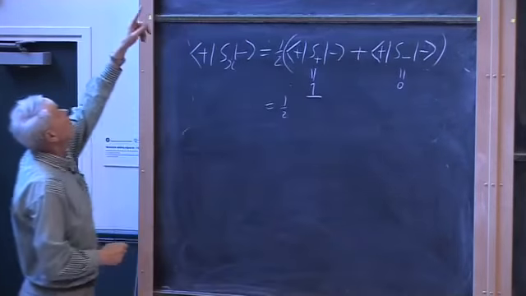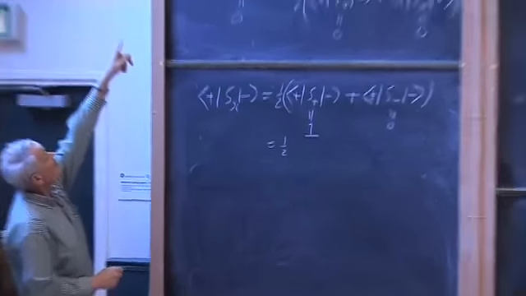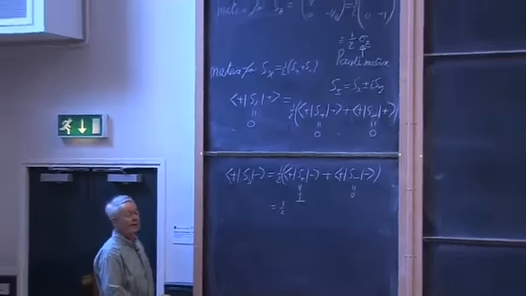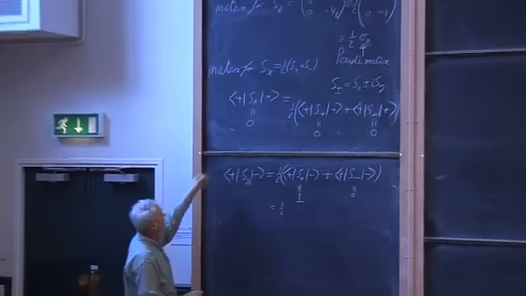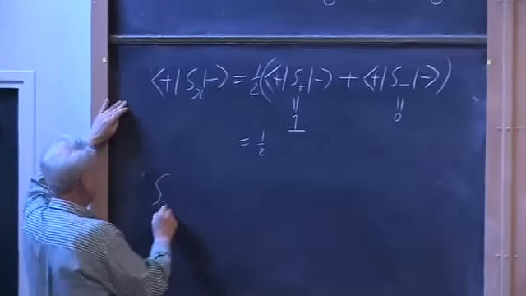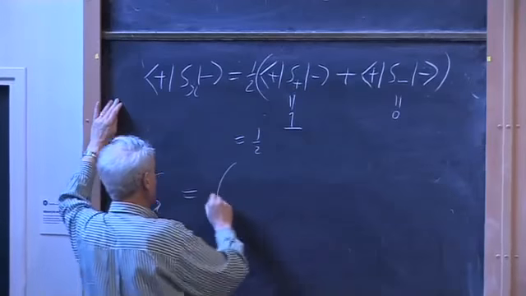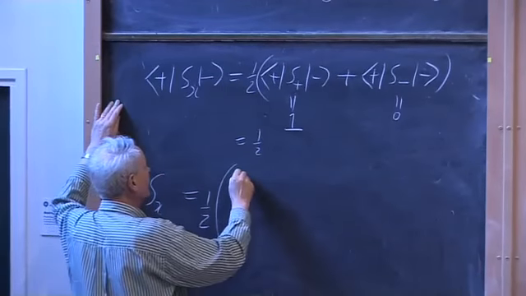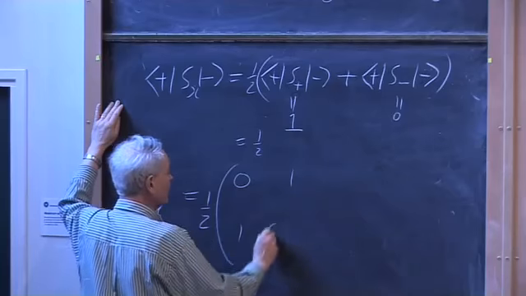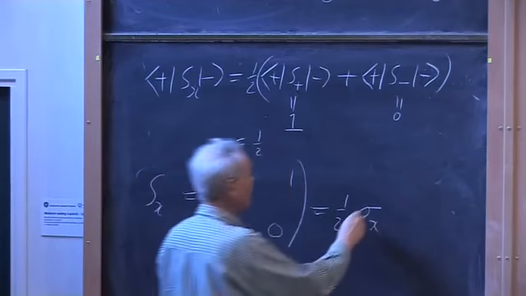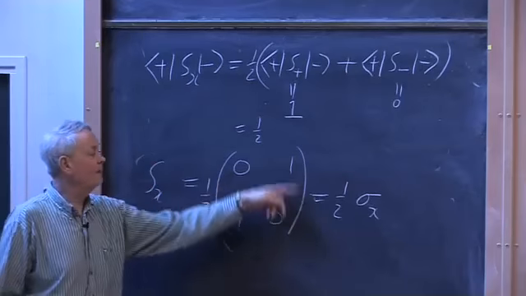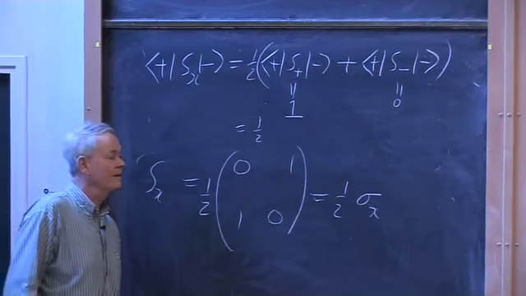We know that the bottom right-hand element is the complex conjugate of the top right-hand element because S is a Hermitian operator. So we know now that Sx is represented by the matrix half of nothing, 1, 1, nothing, also known as a half of sigma x, the Pauli matrix. This is the Pauli matrix sigma x.